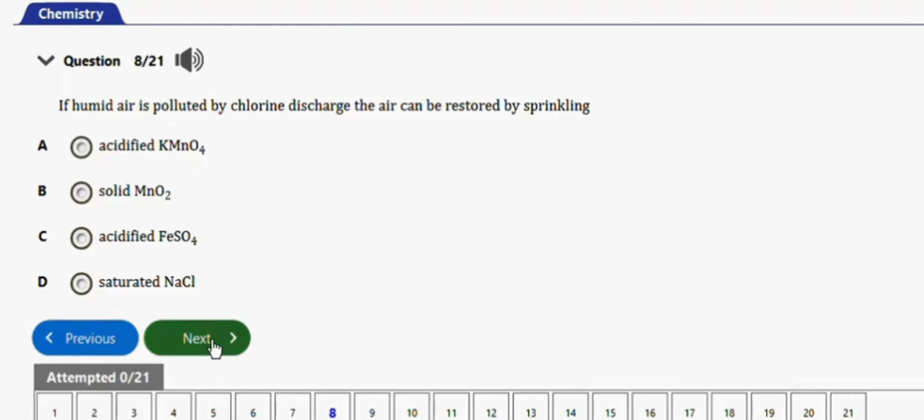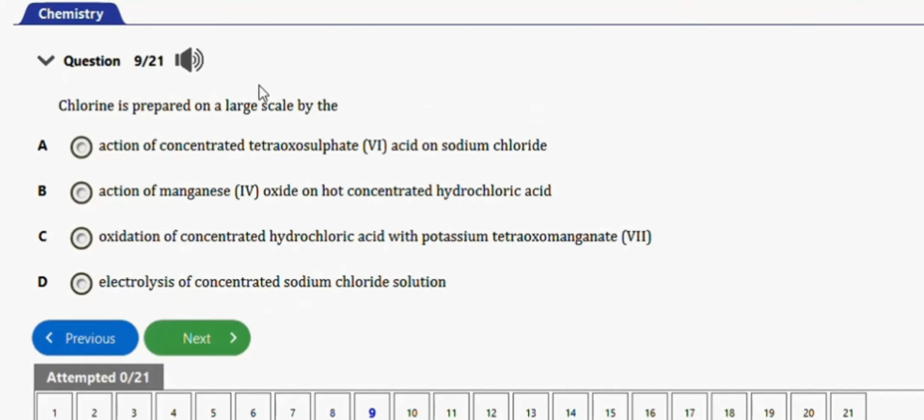Okay, the next question will be this one. It says, chlorine is prepared on a large scale by action of concentrated tetraoxosulphate(VI) acid on sodium chloride? No. Action of manganese(IV) oxide on hot concentrated hydrochloric acid? No. Oxidation of concentrated hydrochloric acid with potassium tetraoxomanganate(VII)? No. We have electrolysis of concentrated sodium chloride solution. Yes, the right option is option D, guys. Very important.